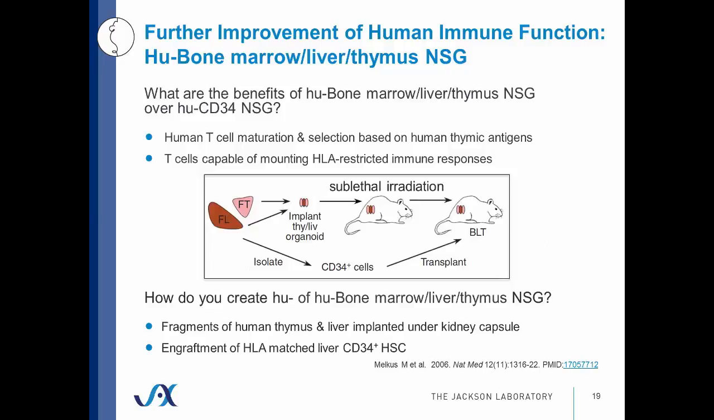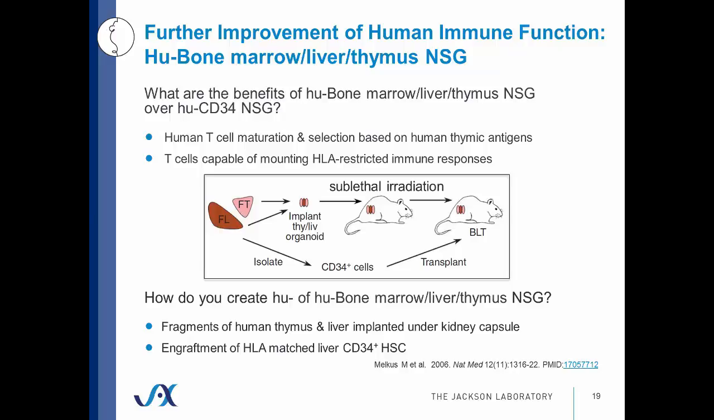Now let's talk about a different model called bone marrow, liver, and thymus. So what are the benefits of doing this specific model over the standard human NSG mouse, which would be CD34 cells alone? Overall, the benefits are human T cell maturation and selection based on human thymic antigens. So you're looking at establishing human immunity in the context of selection and maturation of those T cell populations on human antigens, because there's human thymic tissue present in the mouse. And so you have T cells that are capable of mounting an HLA or human leukocyte antigen restricted immune response.